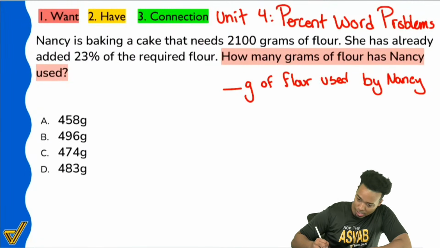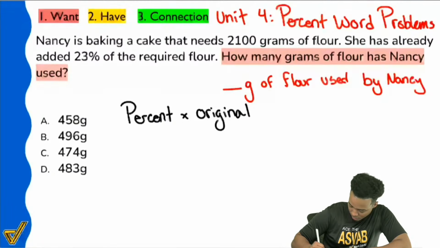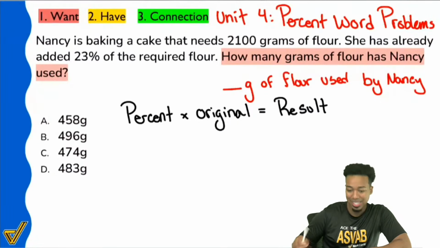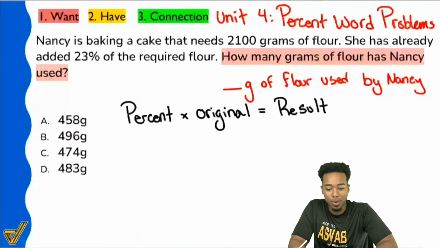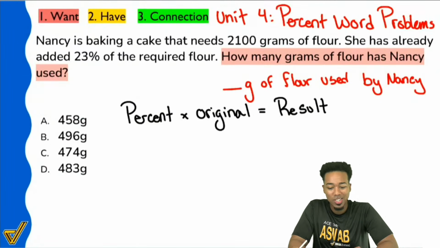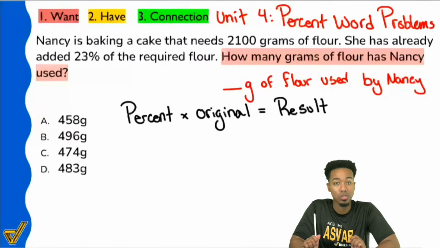So the formula is right here: percent times original equals the result. All right, the percent times the original equals the result. Great job saying that right there, Delilah. So let's go ahead and write that down. The percent times the original equals the result.